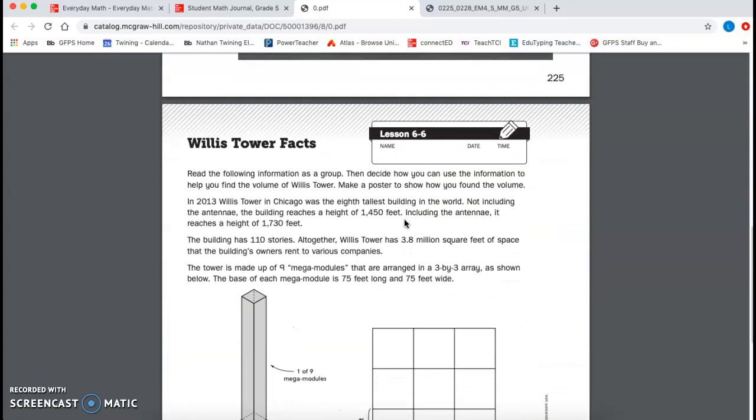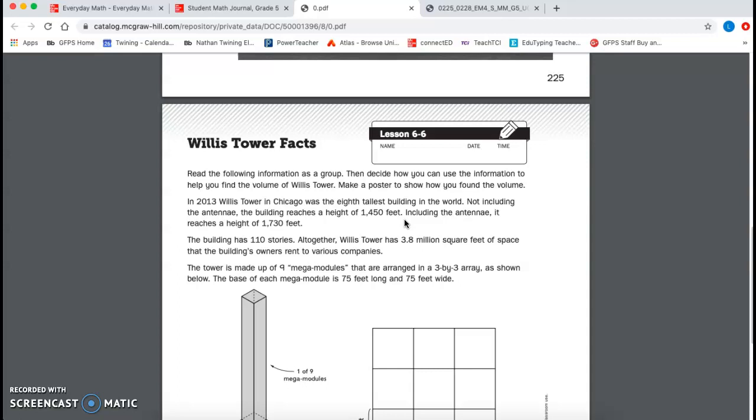All right, so it says, read the following information as a group. So I'm reading that to you. Then it says, then you can decide how you can use the information to help you find the volume of the Willis Tower. It says, make a poster to show how you found the volume. You don't have to make a poster. We're just going to be answering questions, but you will have to take a picture of the work that you do. It says, in 2013, Willis Tower in Chicago was the 8th tallest building in the world, not including the antenna. The building reaches a height of 1,450 feet. Including the antenna, it reaches a height of 1,730 feet.